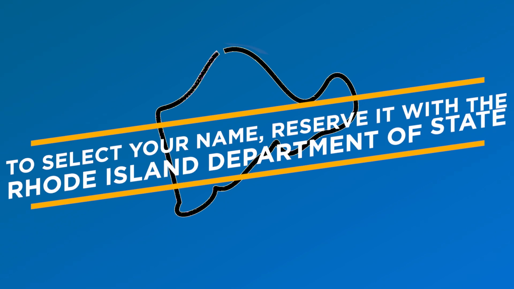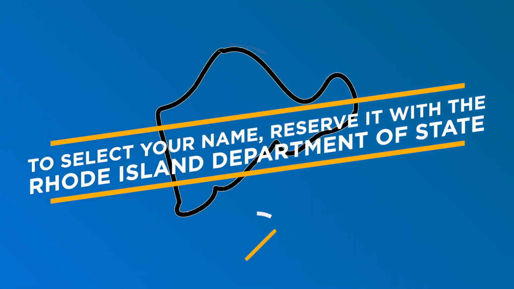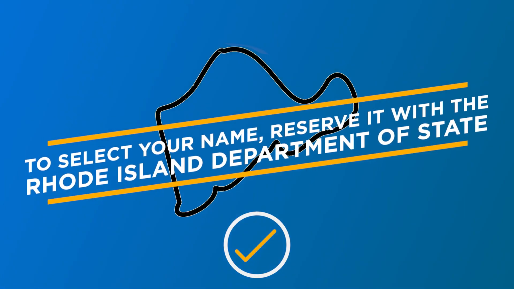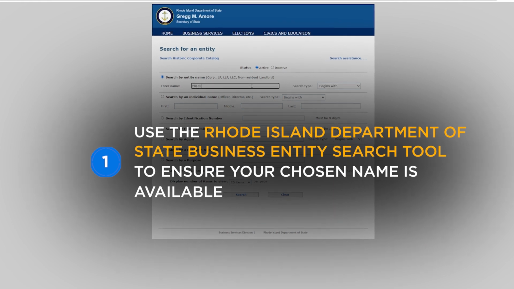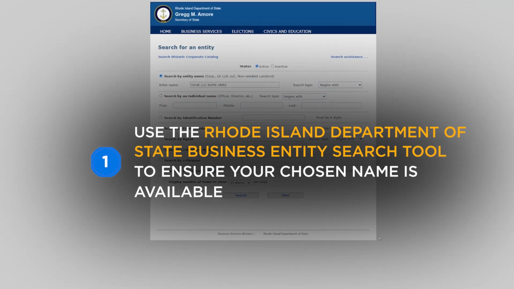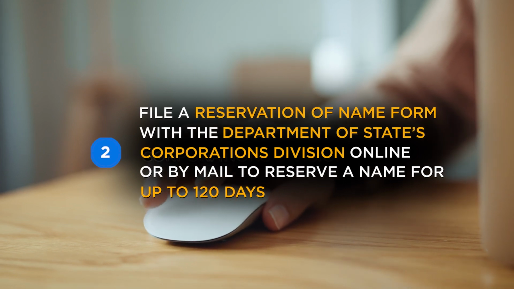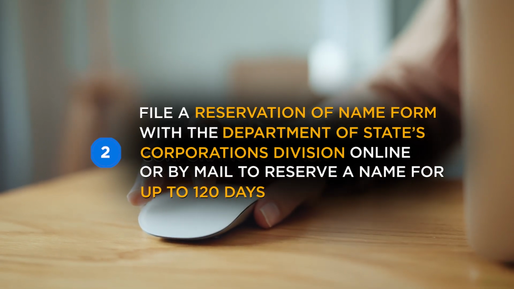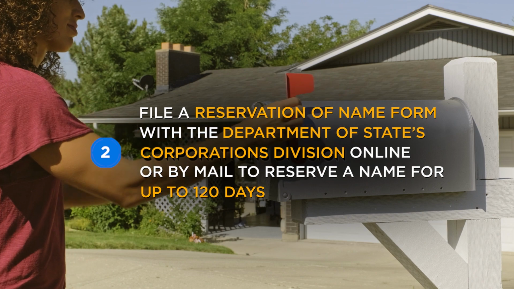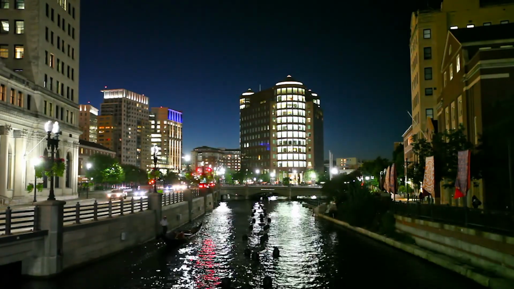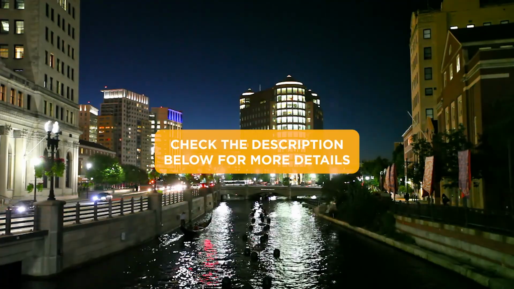After choosing your name, you can reserve it with the Rhode Island Department of State. To do this, first, use the Rhode Island Department of State Business Entity Search tool to ensure your chosen name is available. 2. File a Reservation of Name form with the Department of State's Corporations Division online or by mail to reserve a name for up to 120 days. Note there is a fee. Check the description below for more details.